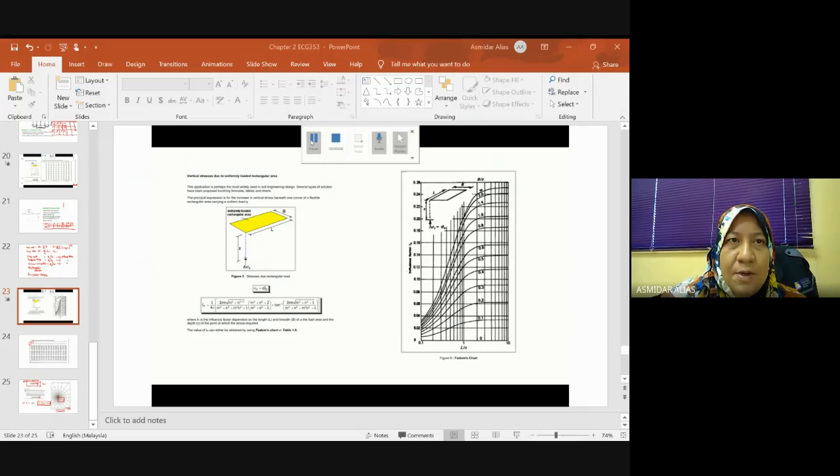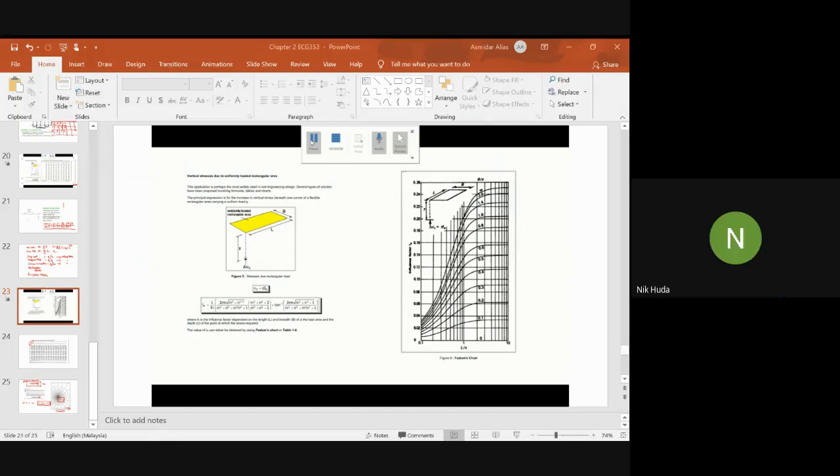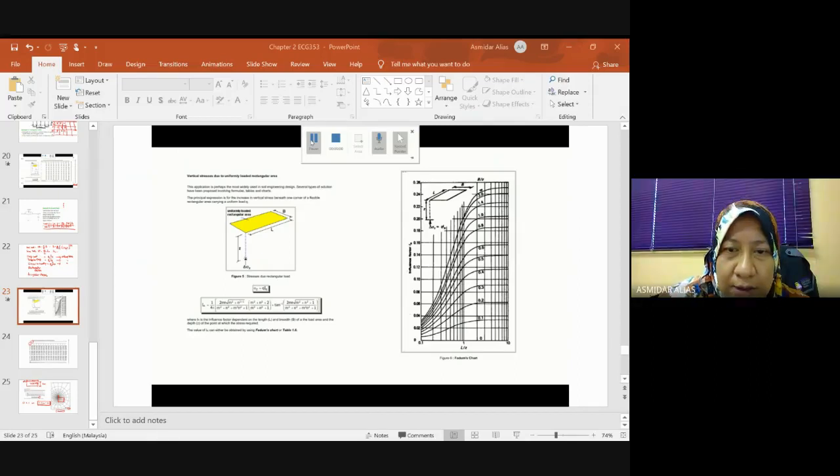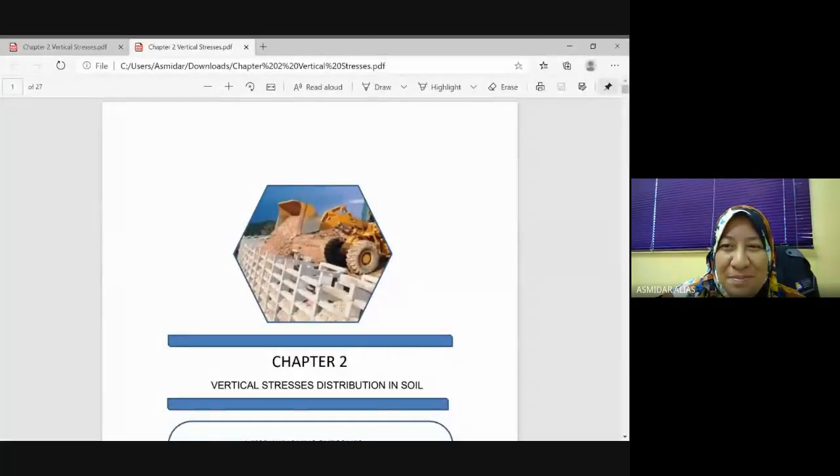Okay, ada nampak saya share nota tak? Tak ada, okay. Sekejap. Tak nampak pun, madam. Saya share apa sekarang ni? Saya pun tak tahu apa saya share sekarang. Tak nampak, ada muka madam. Oh ya, ya. Okay, right. So I'm trying to share the notes that I already gave you, chapter 2. Nampak? Okay, thank you.